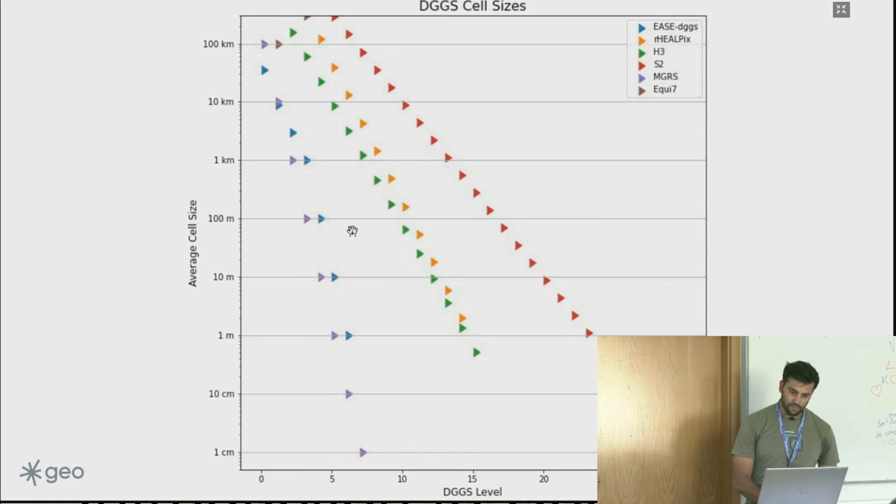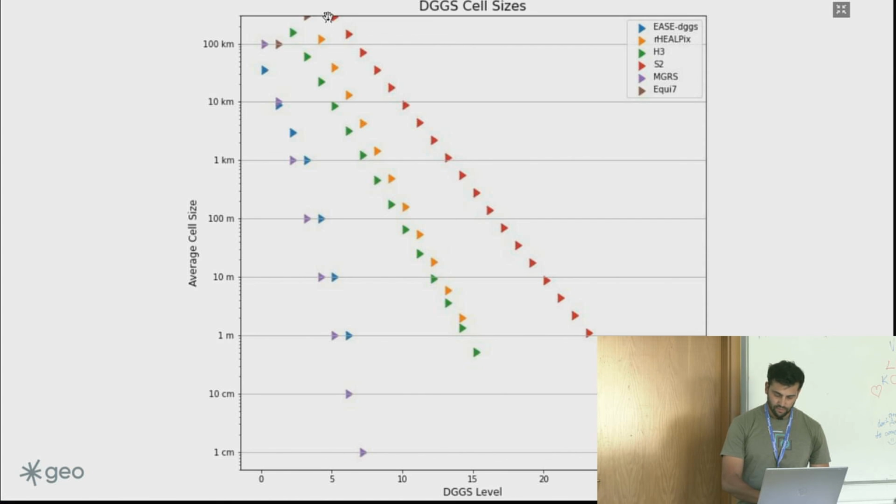So for example, MGRS in purple here, you can see where it goes down 1 kilometer, 10 kilometers, 100 kilometers. There is another one, this EASE DGGS, which has different apertures as you go up and down: 9 children, 3 children, 6 children. And you can see where it changes. It aligns with MGRS very well at the 1 kilometer level and follows it all the way down.